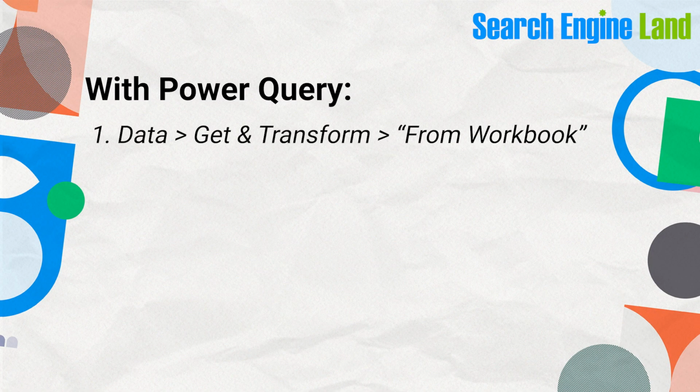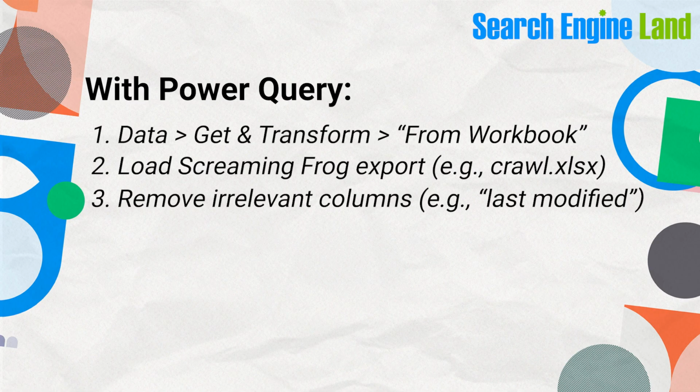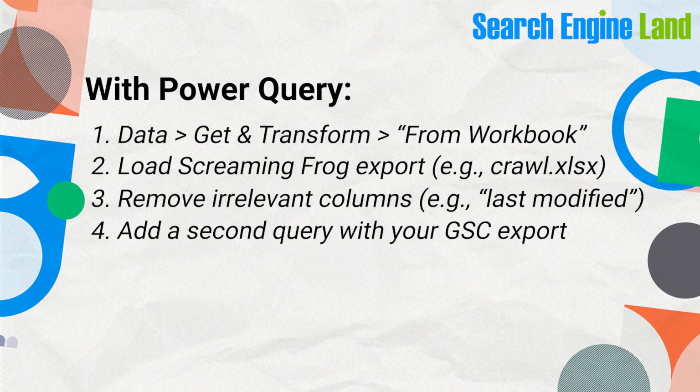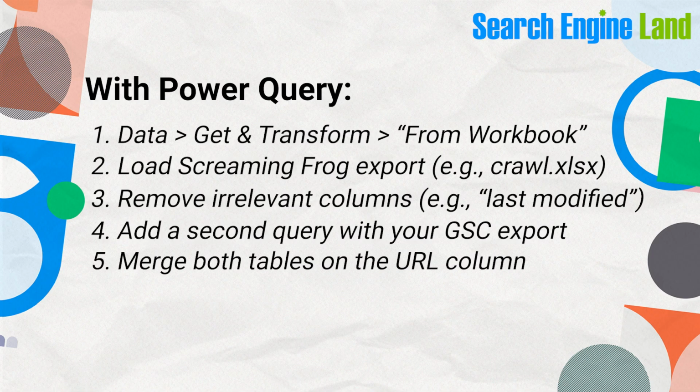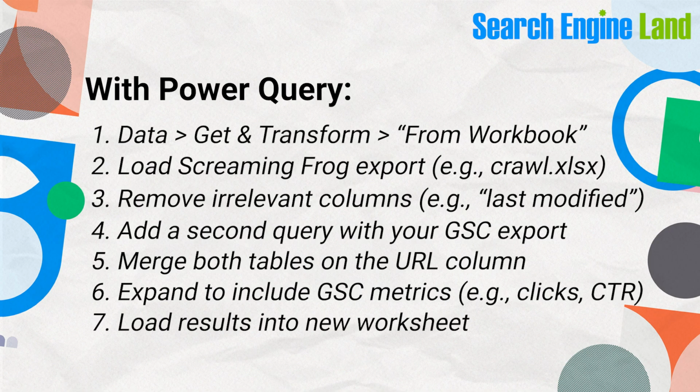Go to Data, Get Transform, From Workbook, Load Screaming Frog Export, remove irrelevant columns, add a second query with your GSC export, merge both tables on the URL column, expand to include GSC metrics, load results into a new worksheet. You now have a dynamic dataset you can refresh anytime your source files update. No VBA, no coding, just clean, merged data ready for analysis.